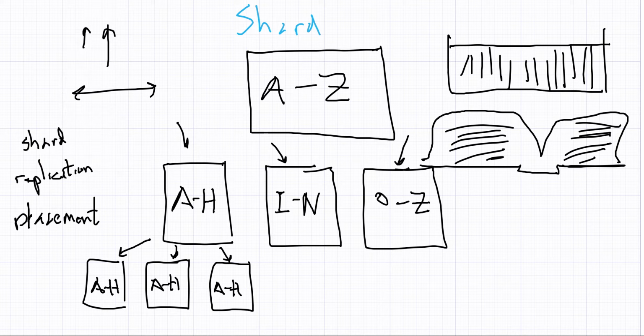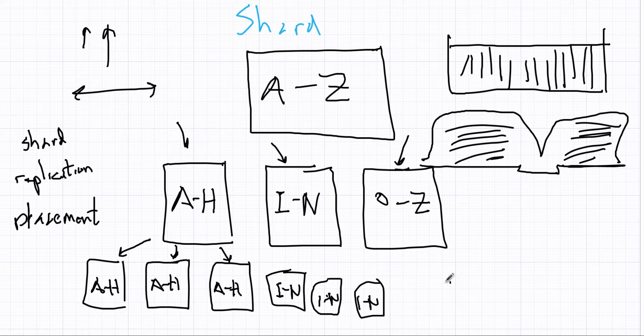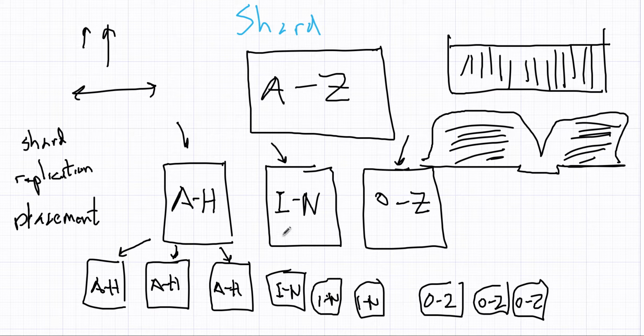we have 3 replicas of every shard. So this would be O through Z. So now we've got 3 replicas, but we're not done yet. We need to place them. We need to place them in places that make sense. So let's go over here. We're going to redraw this here.